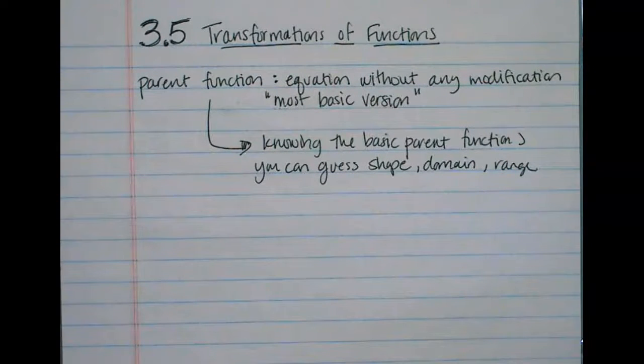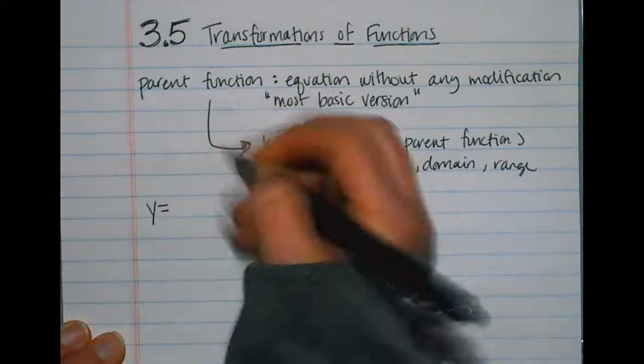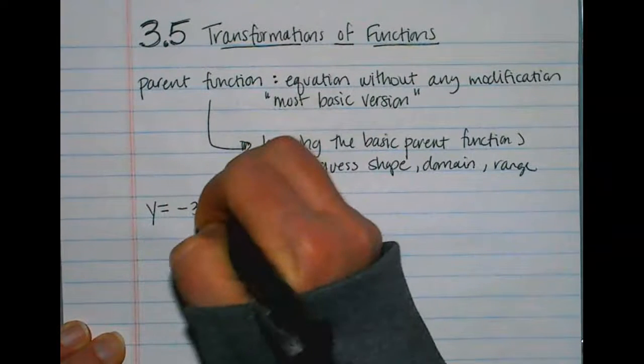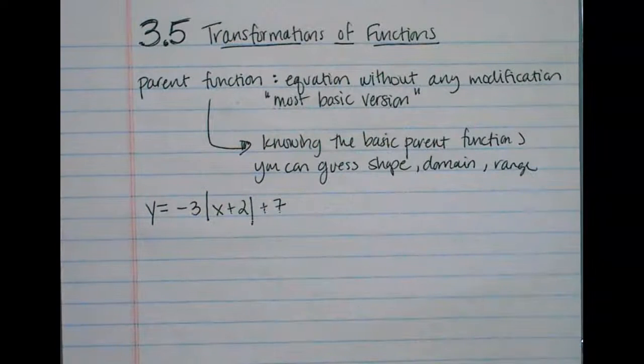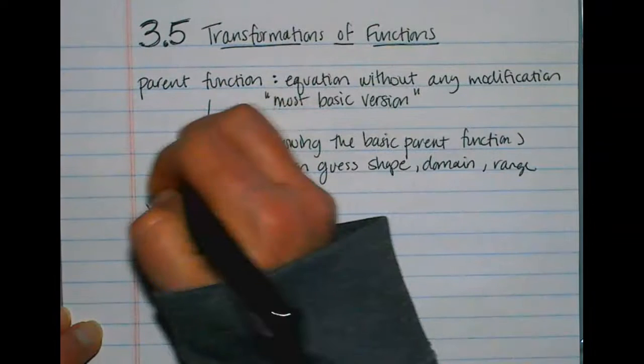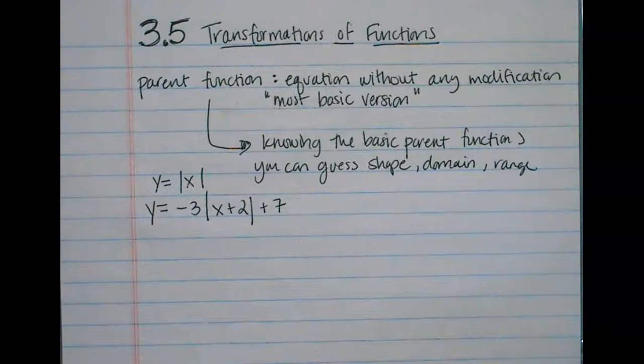So let's take a look at the first thing that we really translated last year in Algebra 2. So that was this equation, y equals -3 absolute value of x plus 2 plus 7. So this was the modified version. The parent function is y equals the absolute value of x. That's the most basic version. And this one with the -3 in the front, the x plus 2 and the plus 7, these are all the things that have been moved around.